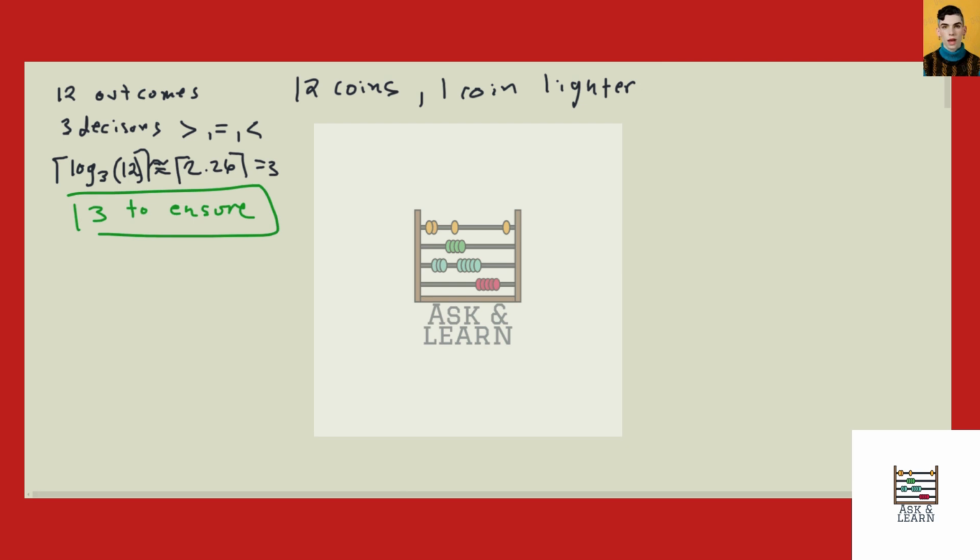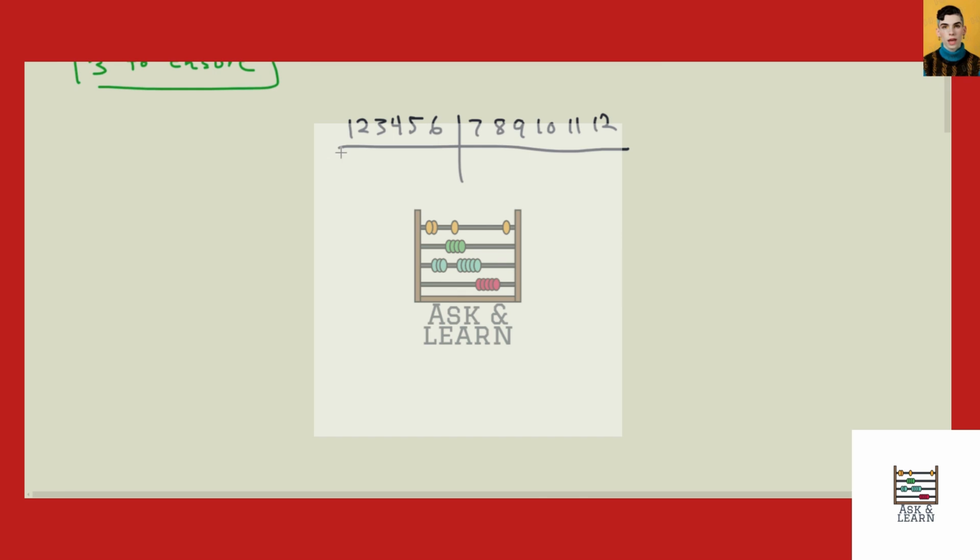All right, so let's go ahead and start. The first thing I would do is throw 6 on each side and figure out which one is going to be lighter. So I'm just going to throw 1 to 6 over here, and then 7, 8, 9, 10, 11, and 12 over here. Okay, so this is our balance. Well, let's say it tips down to the left, so that means the left side's heavier. So we have 1, 2, 3, 4, 5, 6 heavier. That's what we're going to do on this branch.